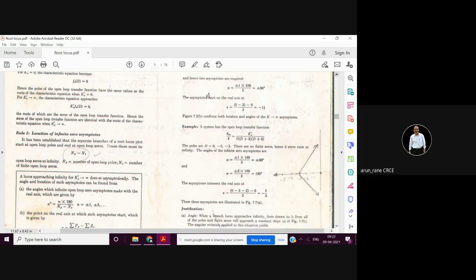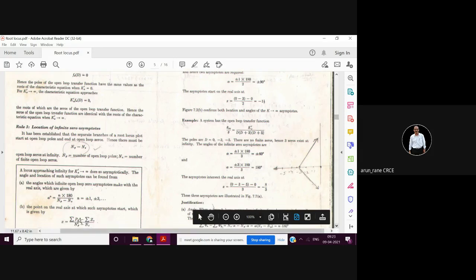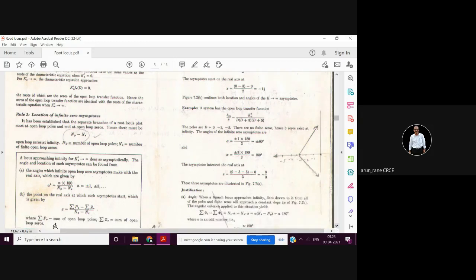Now we'll decide its location on the x-axis, or real axis. So x is equal to, what is the formula? This is the summation of poles minus the summation of zeros, divided by np minus ns. See, this is the sum of open loop poles minus the sum of open loop zeros.